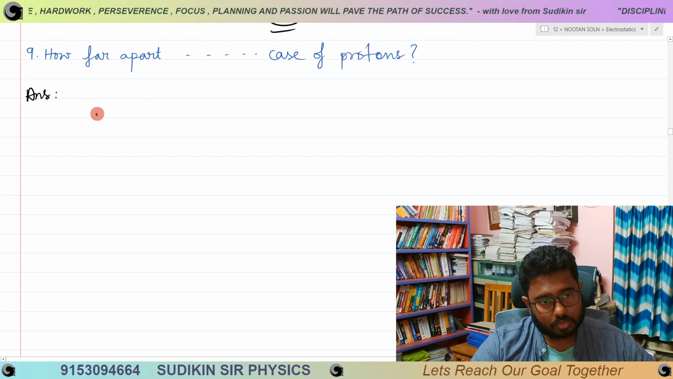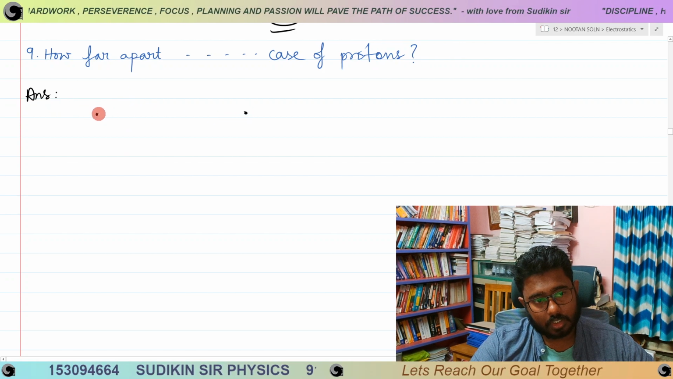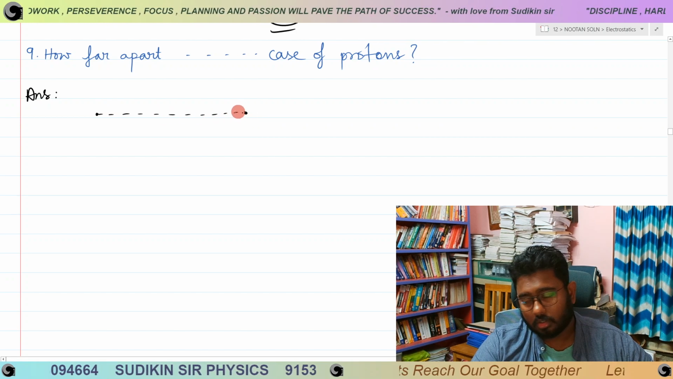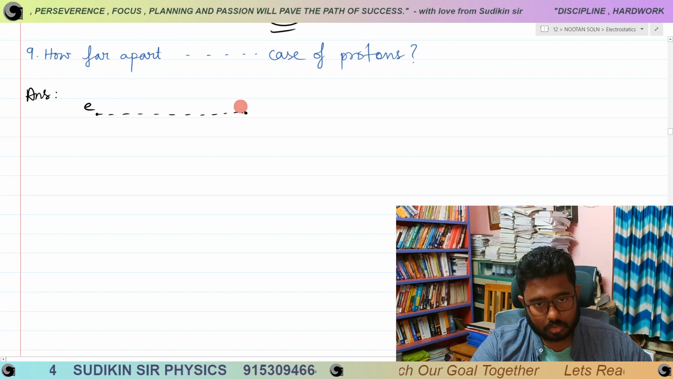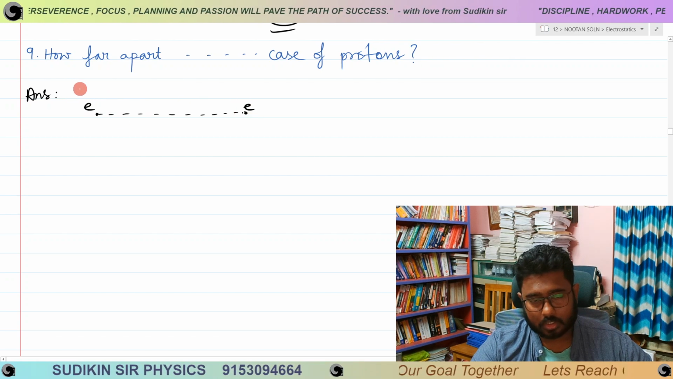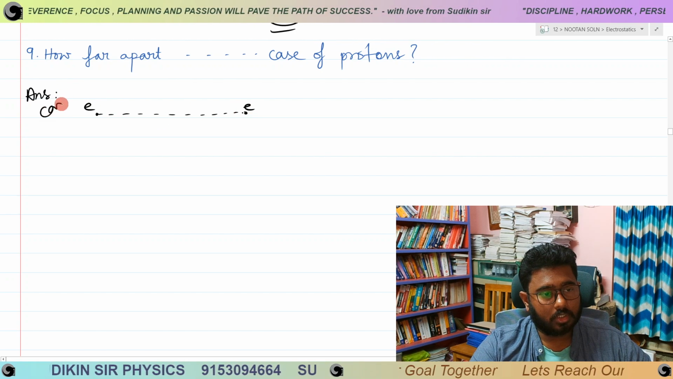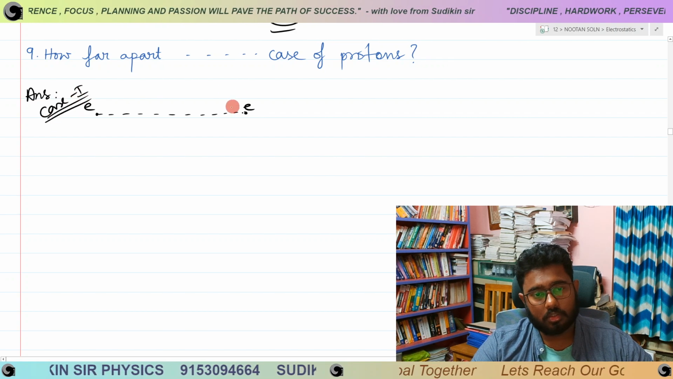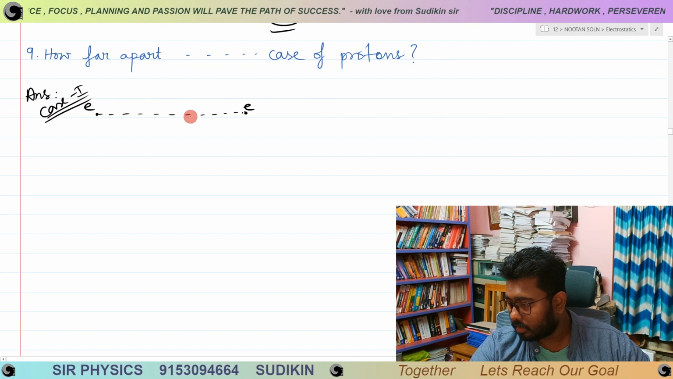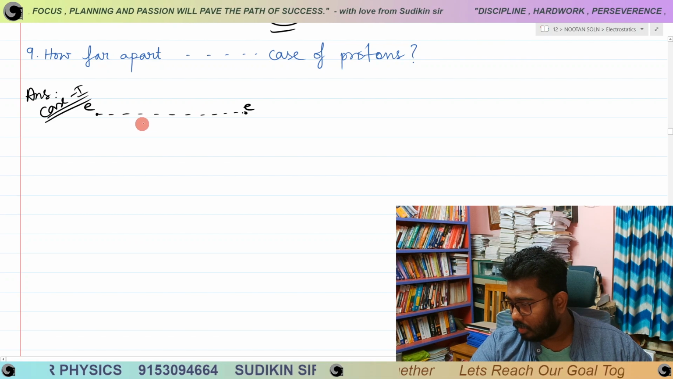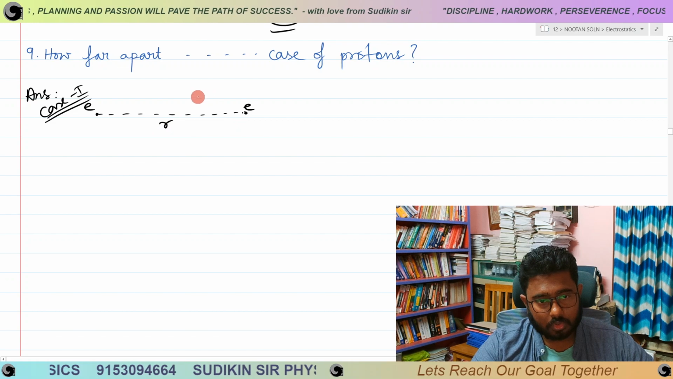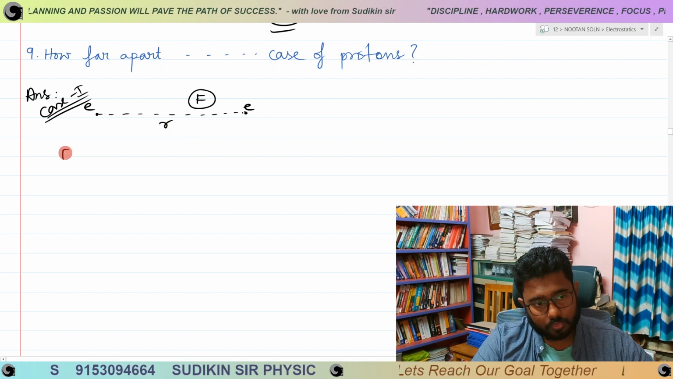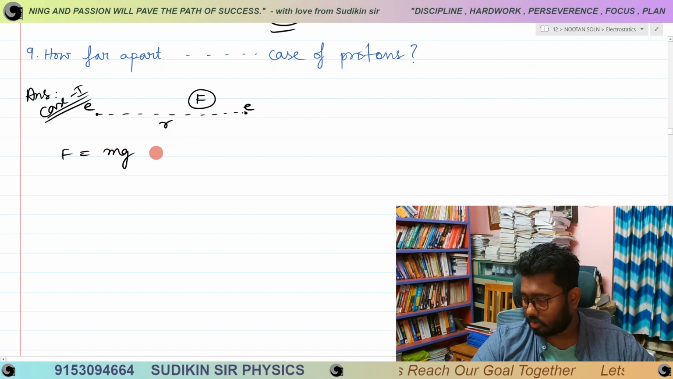Okay, so the force between them equals the weight of an electron, they are saying. This is an electron, this is the first case, case 1. There are two electrons and they are asking how far apart they will be, what will be this distance r, if the force acting here equals the weight of an electron.